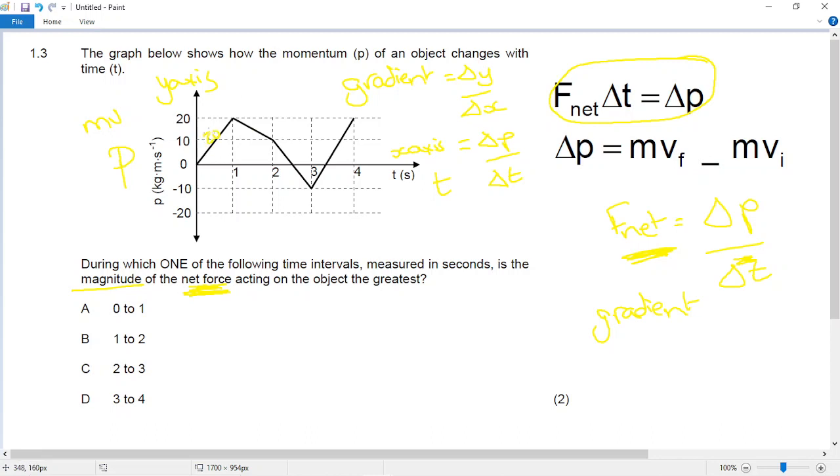So here there's 20, between 20 and 0. Here there's between 20 and 10 in 1 second. Between 2 and 3 seconds, it's between 10 and negative 10, so this is also 20. And between 3 and 4 seconds, if you read it off the graph, it's between 20 and negative 10. So this is 10, 20, 30 little blockies. So the steepest gradient is between 3 and 4 seconds, which is answer D.